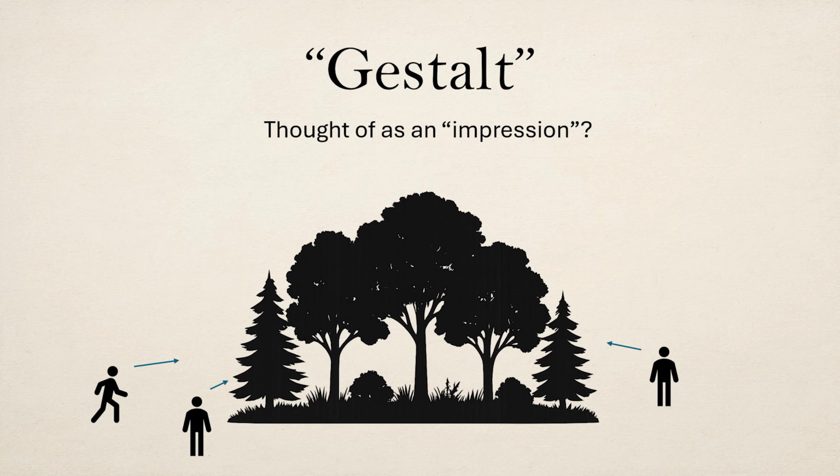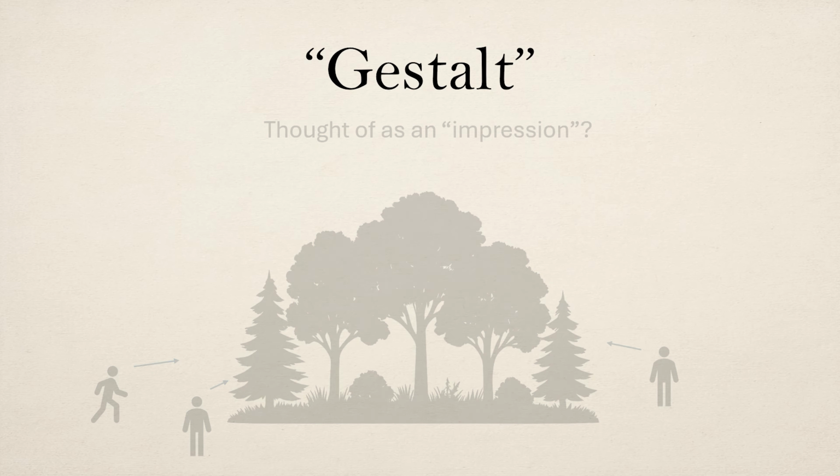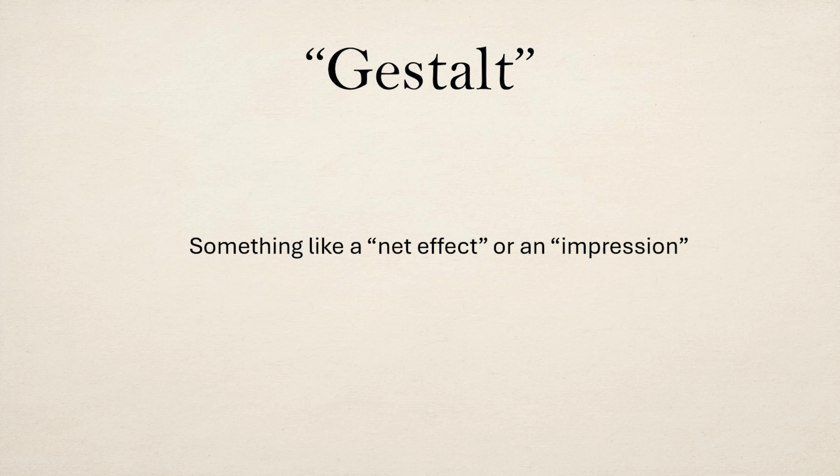Similarly, when engaging with a person, they are complicated to a point that you could never apprehend all of them. You may get various different impressions, different snapshots of the whole. So this is kind of how I was initially regarding the word gestalt upon initially reading that dictionary definition, considering it in terms of a net effect or impression of something complicated.